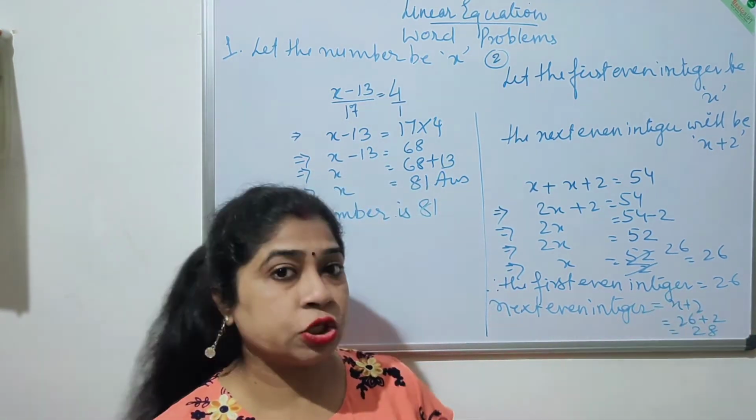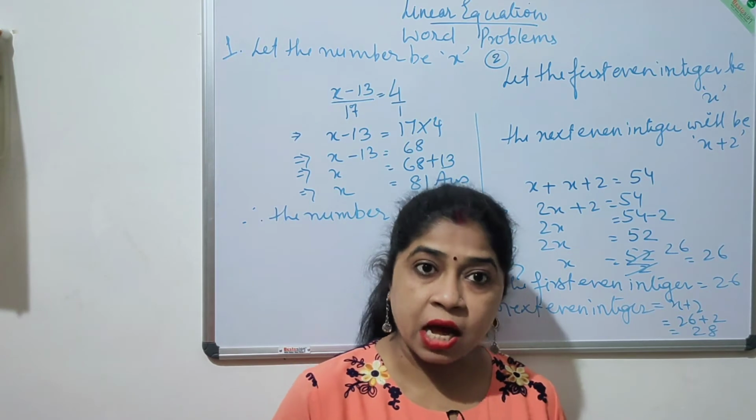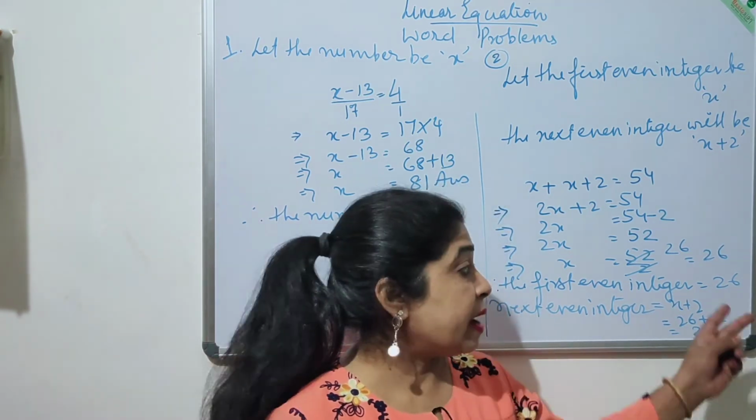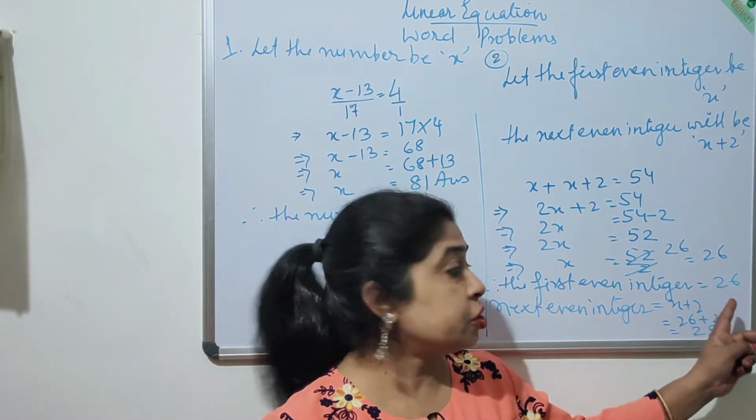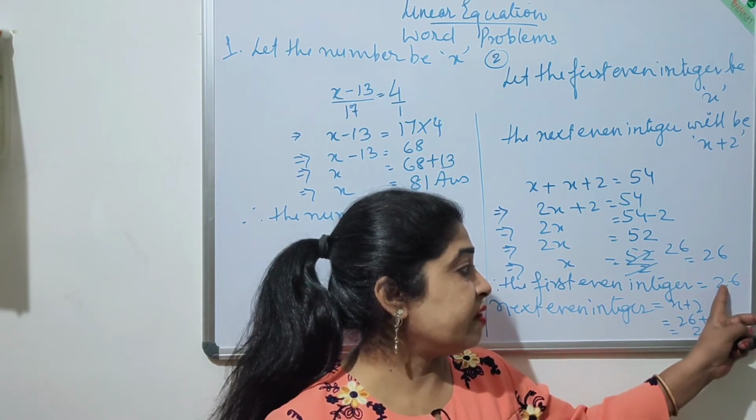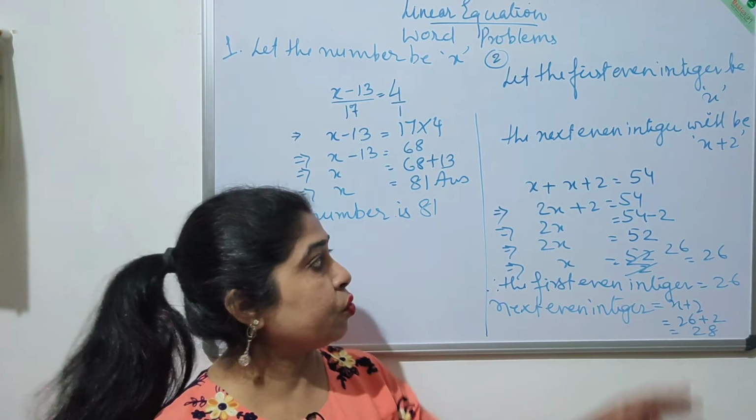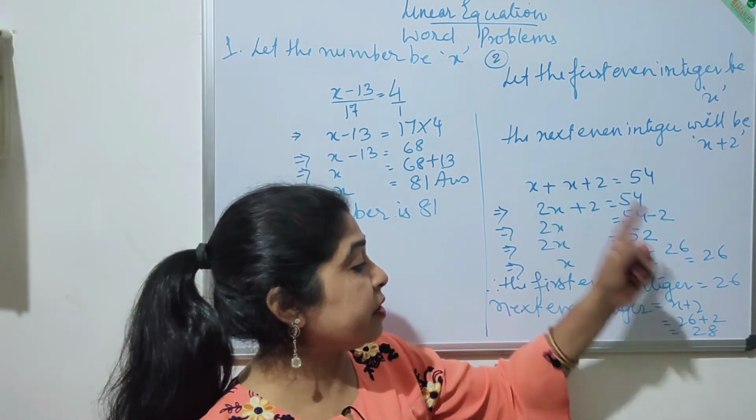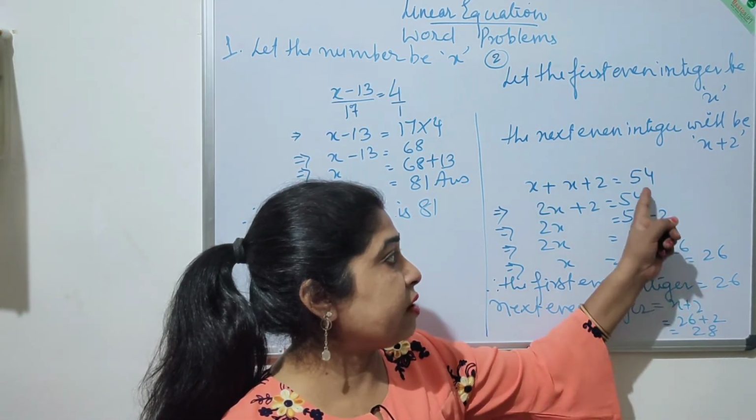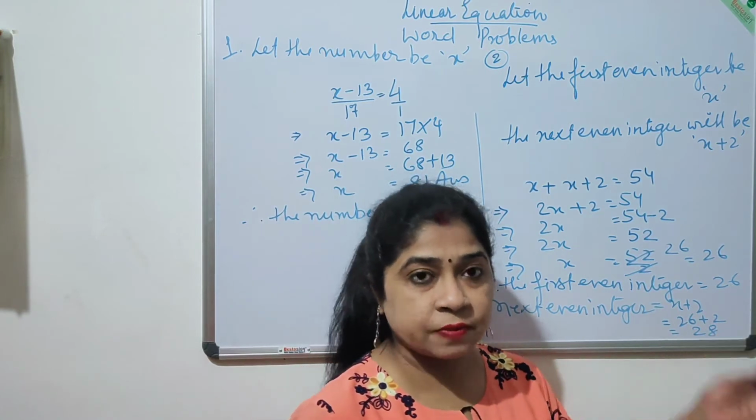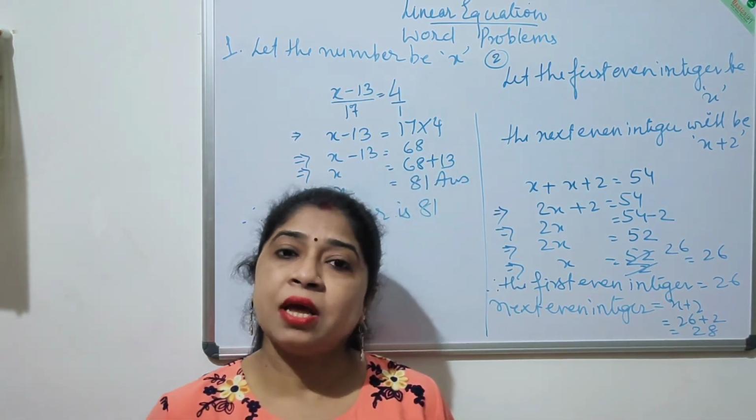And we can also check whether the answer is correct or not by adding these two even integers, 26 plus 28. When we add 26 and 28, we see that we are getting 54. So we can see here that when 26 and 28 are added, we are getting 54. That means whatever we have worked out is correct.